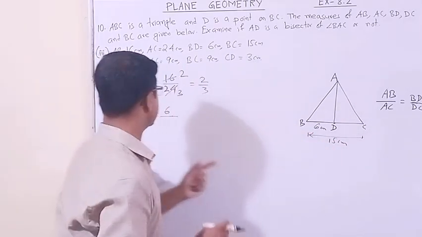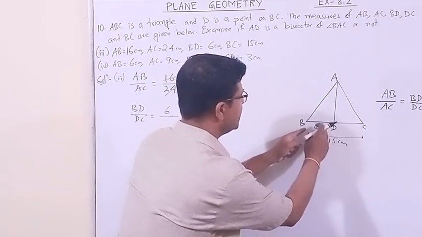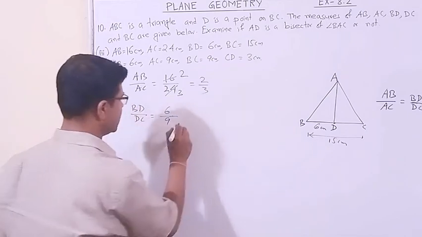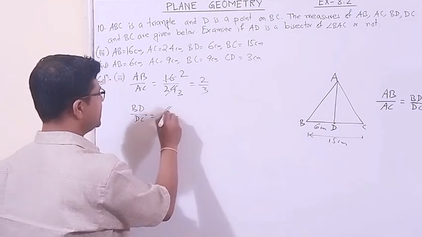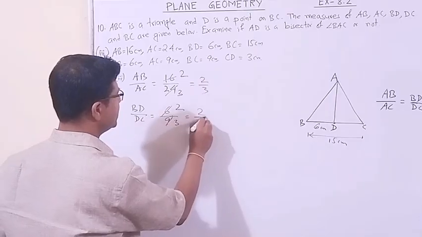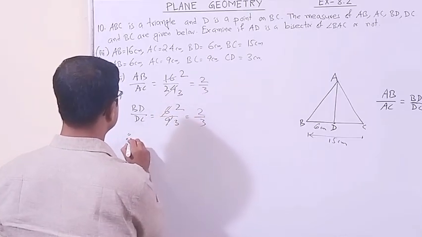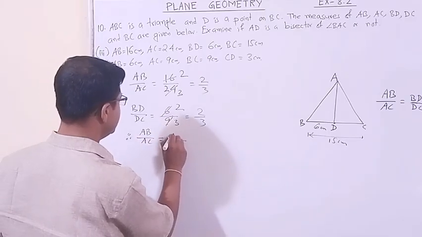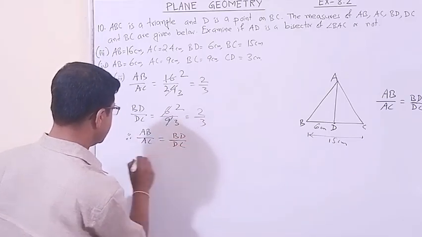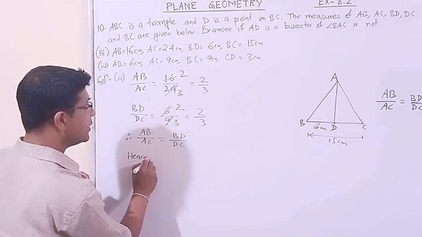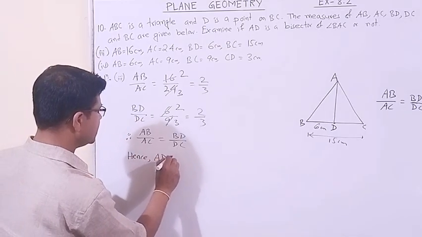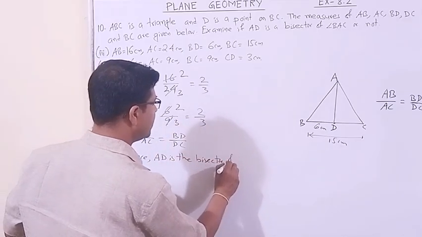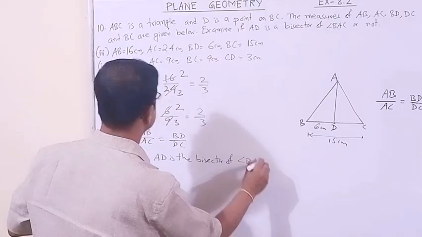So here we are writing BD. BD is how much? 6 centimeter. We have to write DC. What is DC? 15 minus 6. How much is it? 9 centimeter. Got it? This is a very simple thing. Let us cancel by 3. 3 2s are 6, 3 3s are 9. So they are equal. Okay, so what can we write? Therefore AB by AC is equal to BD by DC. Hence AD is the bisector of angle BAC. So this is done.